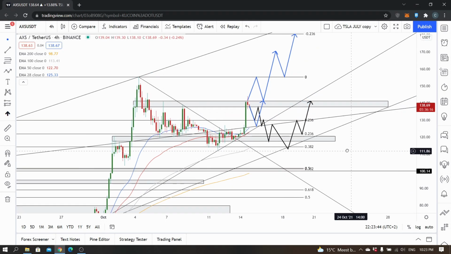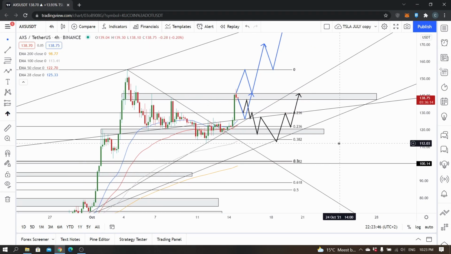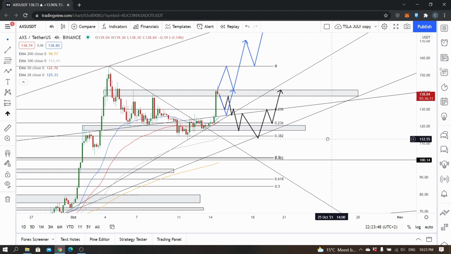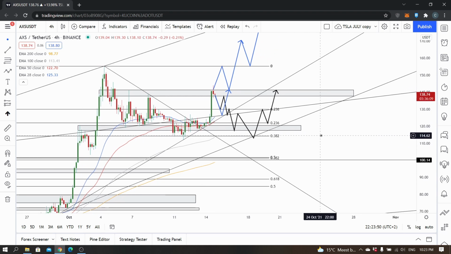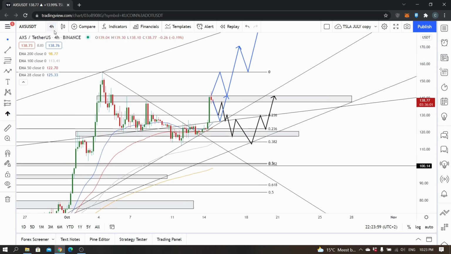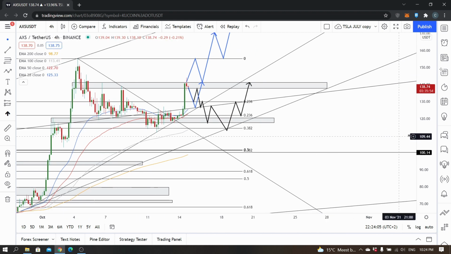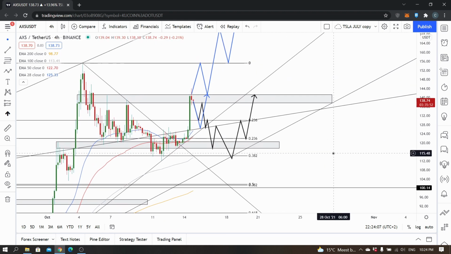Alright, let's dive right into this prediction and price analysis. This will be a fully technical analysis. I'm not looking at the fundamentals of Axie Infinity, both the game and the cryptocurrency. We are on the 4-hour time frame, looking at the Axie Infinity cryptocurrency against USDT on Binance. And this will be a price prediction for the next days and weeks, I think.